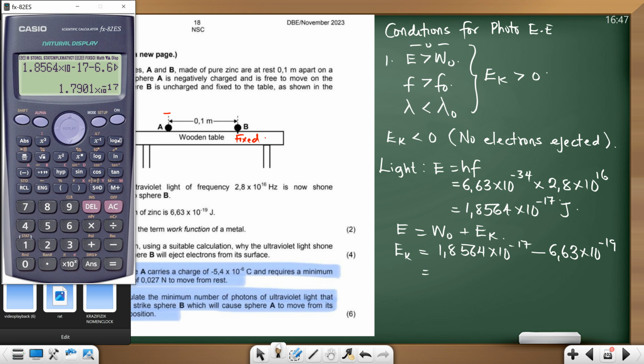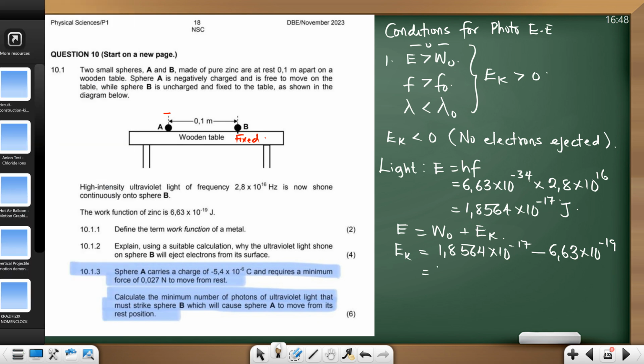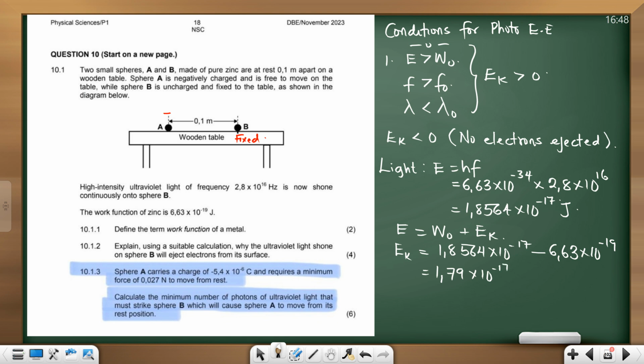I don't know if that concept resonates with you. Electrons are ejected because kinetic energy is positive. 1,79. To explain, now that we've done a calculation, you can just say kinetic energy is greater than 0, which means that E is greater than the work function. If my kinetic energy is negative, then we say there is no photoelectric effect. All right, I see that 10.3 was the issue in this question.